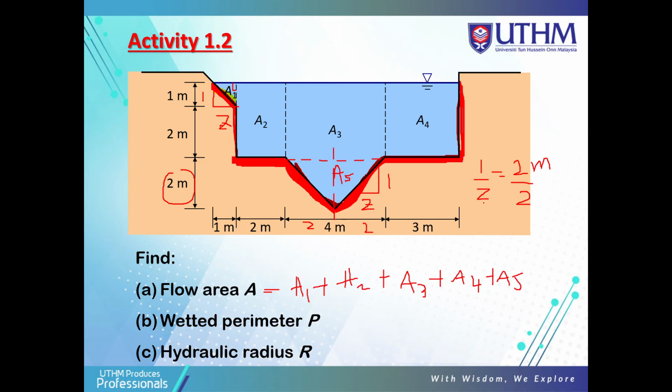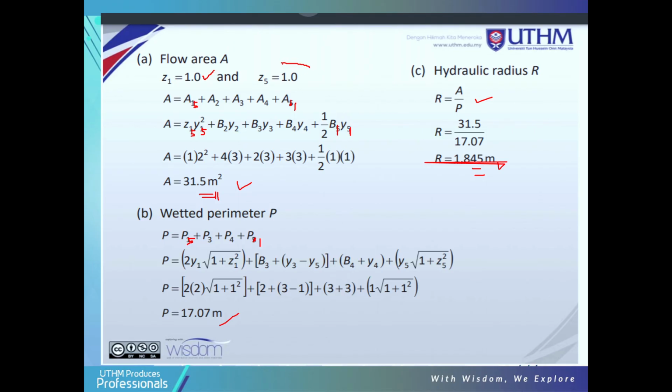To get the value of Z5, you also get 2 over 2. So that's why you get 1. So Z5 is also 1. So A1, A5, A2, A3, A4, and A1 here.